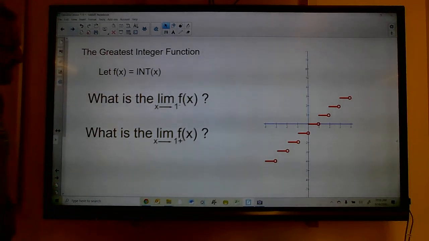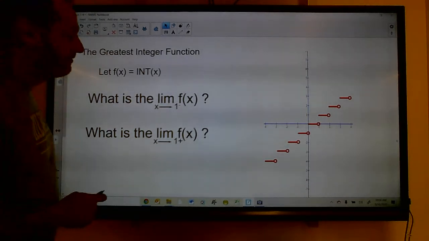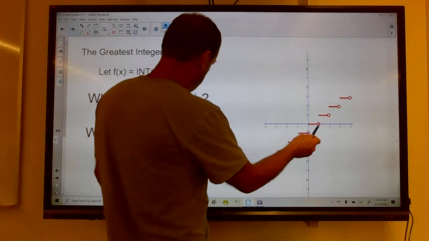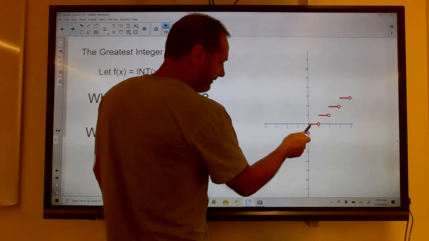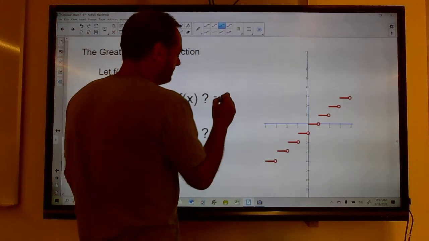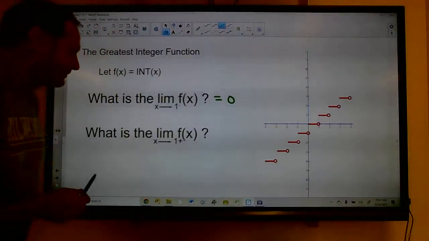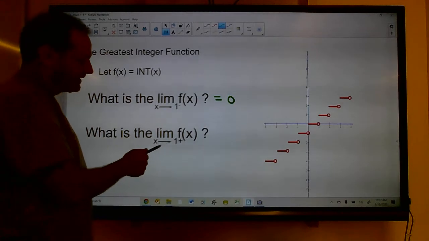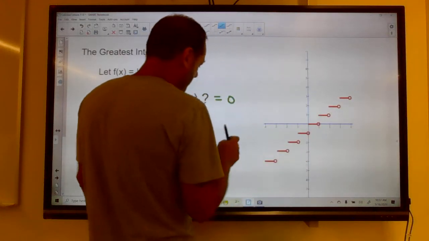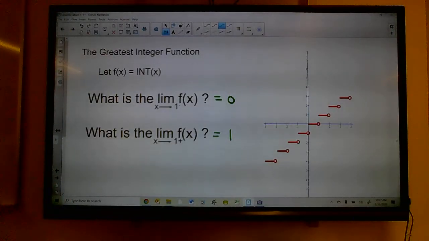What is the limit as x goes to 1 from the negative side of f of x? So what I do is I go here and I look at 1 and I go from the left side. This has a limit, and that limit is 0. Because this thing's always 0 until it reaches 1, then it jumps up to 1. Now, what's the limit as x goes to 1 from the positive side? So from this side, that is 1.